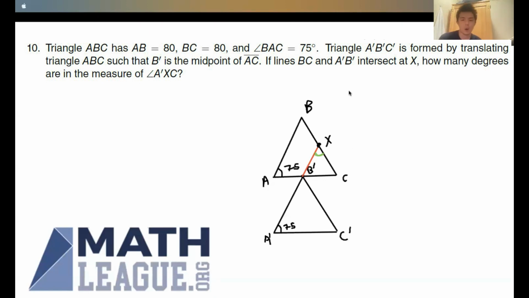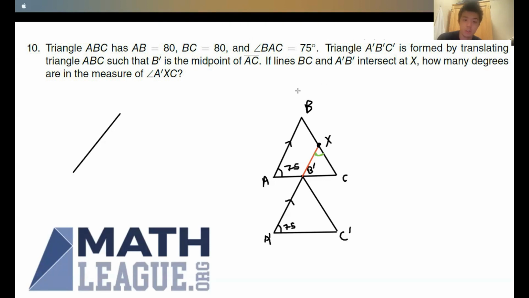So how are we going to go about doing this problem? Well, first of all, it would be very nice to figure out other angles that are similar to this angle, because when we translate this triangle downwards, we get a bunch of parallel lines. The reason is that translating a triangle does not rotate it or reflect it in any way, shape, or form. So, for example, line AB is parallel to line A prime B prime.